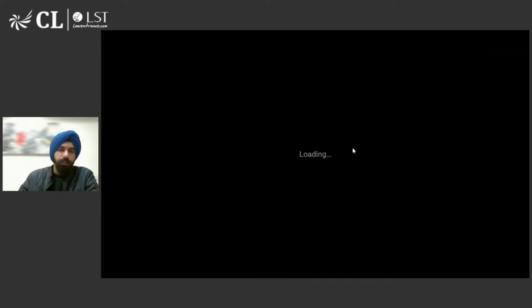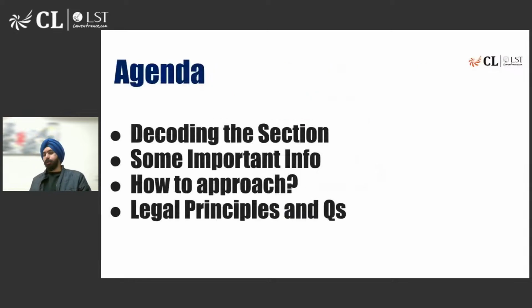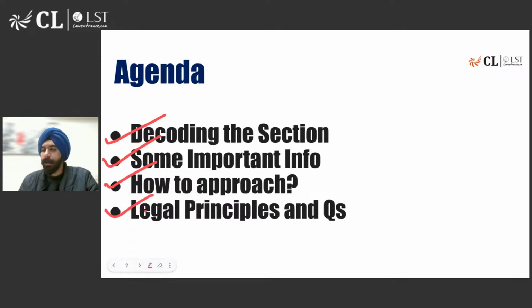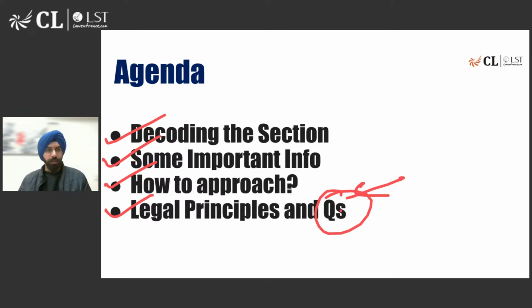So let's start with the agenda of today's class. What are we going to do today? Primarily four things. First, we would be decoding the section. By decoding, I mean we'll be understanding what exactly to expect from the legal reasoning section in the CLAT exam. Then we'll be looking at some important points which are to be kept in mind while solving this particular section. Then, of course, the most important thing, how to approach this particular section. And then we'll be looking at some actual examples, actual legal principles, and some questions based on that. So this is going to be a very value-packed class. Make sure you stay till the end and make the most out of it.